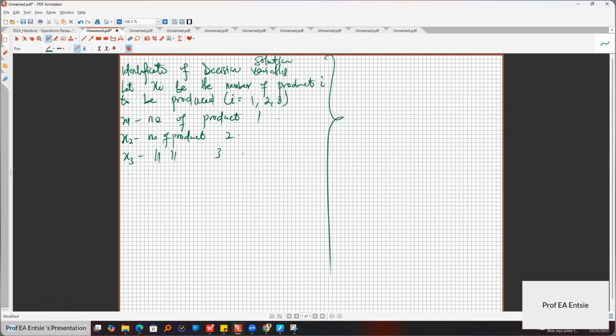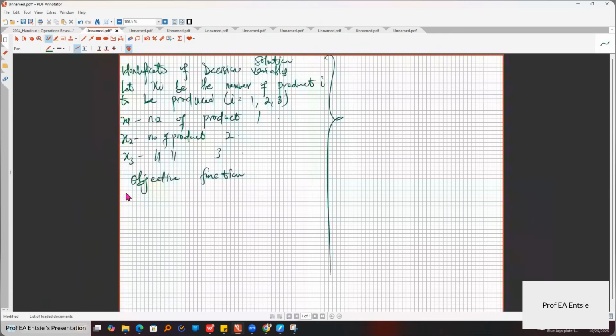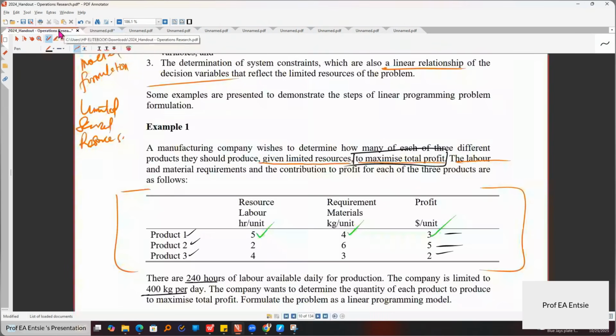Then we move on to what? The objective function. The objective function is saying we should maximize what? Yes, maximize profits. So we use max like this. Max Z function. This is the profit. So we maximize profit. But they've given us the various profits that we get from the production of each of the products.